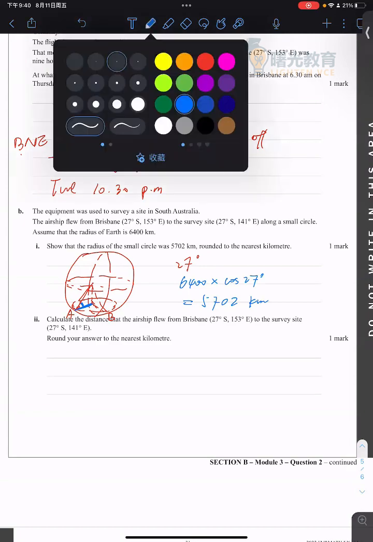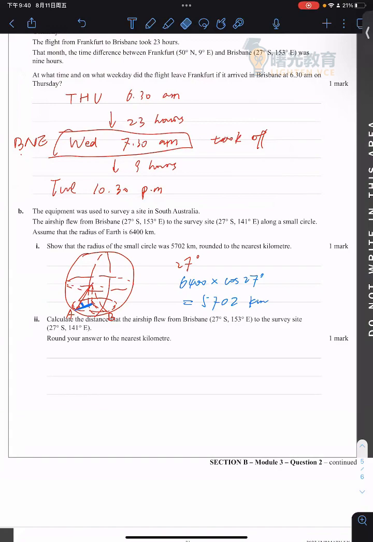Second one, calculate the distance that the airship flew from Brisbane to the survey site. Round your answer to the nearest kilometer. Now, if we look from the North Pole to the South Pole, the little circle would look like this. And from one point to the other, we have the little radius, okay? And then we just need to find out the arc length. For the arc length, we require the radius, and also we need the angle.